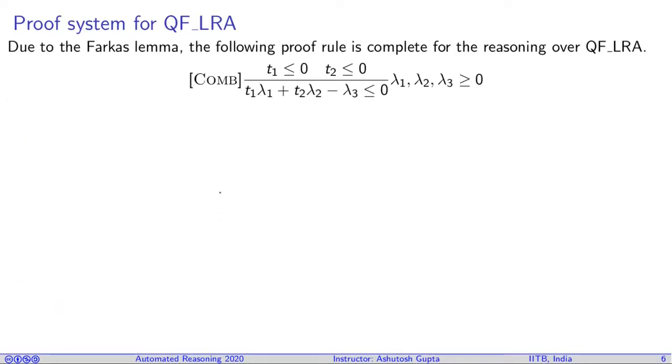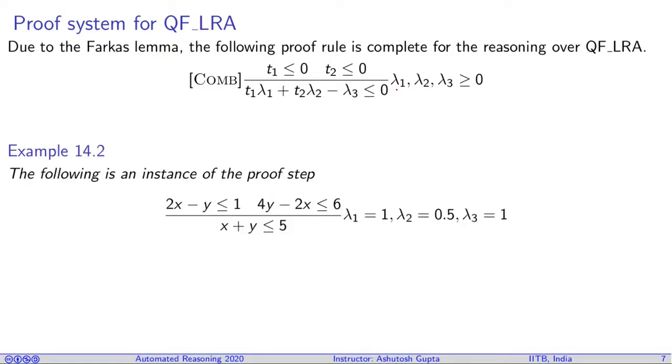In the linear rational arithmetic, this is how we reason. If you have two linear inequalities known to you, you can take a non-negative linear combination and subtract any constant number, and then whatever you get is less than or equal to 0. This you can derive from any given two facts in the linear rational arithmetic. For example, here you have two linear inequalities. The first one you multiply with 1, the next one you divide by 2, and lambda 3 is equal to 1, and then you obtain this linear inequality.